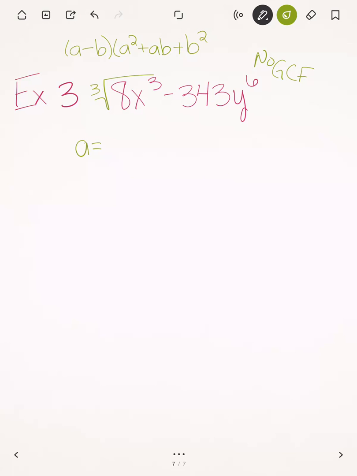Okay, so I take the cube root of the first term for that. So a equals the cube root of 8 is 2. The cube root of x cubed is x. Okay, and then I take the cube root of the second term. The cube root of 343 is 7. The cube root of y to the 6th is going to be y squared. They try to get me with that one. And now I just plug it in. So a minus b. So a is 2x minus b is 7y squared.